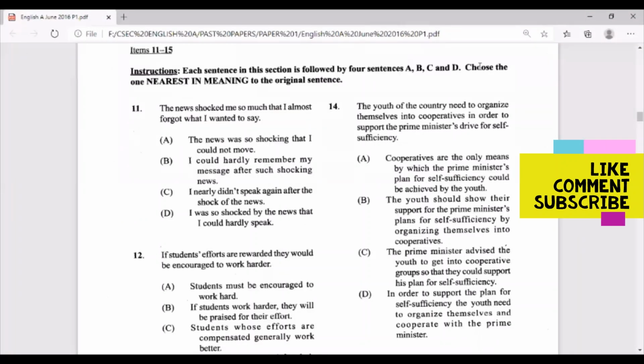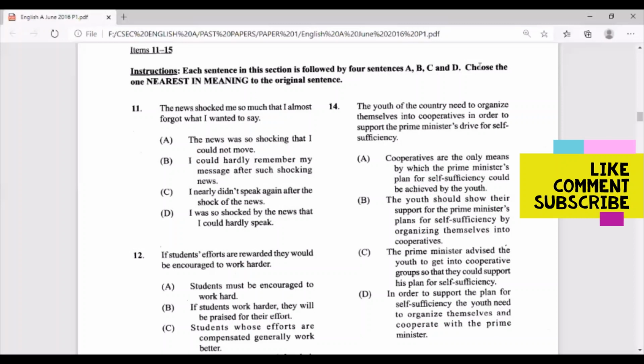Okay, now we're down to items 11 to 15. This is going to be a section that really requires that you read that original sentence, know what it is saying to you, so that when you see other sentences, you can say no, or you can say yes, because we're looking for the sentence that says almost the same, if not the same as the original sentence. We don't want to be adding, and we don't want to be taking away. We don't want to be changing the meaning of the original sentence. So this is the skill here, equivalent sentences.